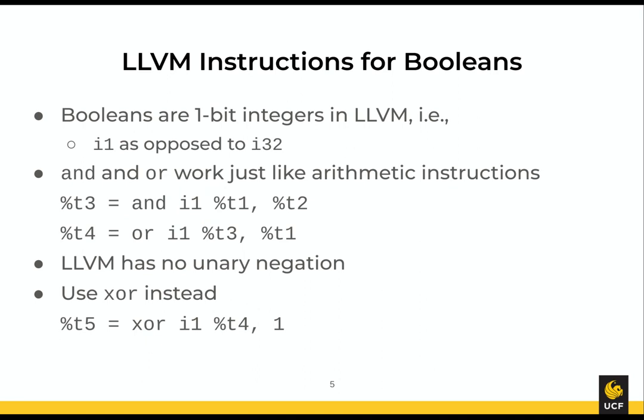One little wrinkle is that LLVM doesn't actually have a unary negation operation. It doesn't have a direct corollary to simple C's negation. There are definitely different ways to do this, but I'm suggesting you can use XOR instead. So who knows XOR? You should all know XOR, right? So if I XOR 1 bit with some value that's 1 bit, 0, 1 with 1, what do I get as the result? 0. I get 0. Always 0? If I XOR some bit, whatever it is, 0 or 1, if I XOR it with 1, what do I get?